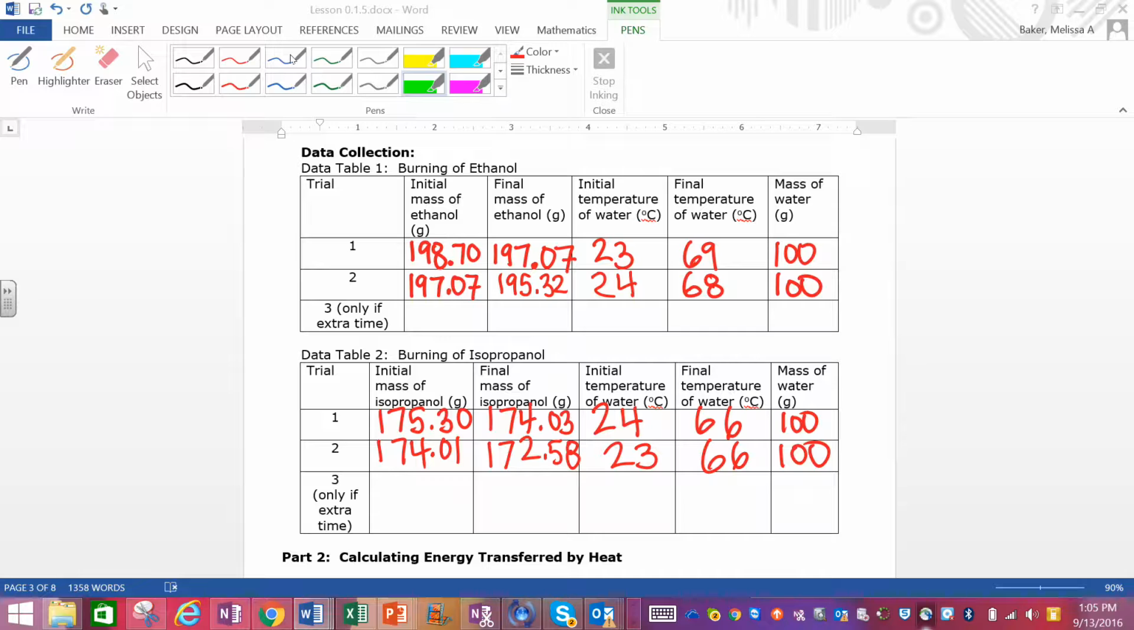We took the mass of the fuel, I guess it's called an alcohol burner, before we set it on fire and after, so that we knew how many grams we burned in each trial. And we also measured the initial and final temperature of the water, as well as the mass of the water. So we used 100 grams for our experiments here.